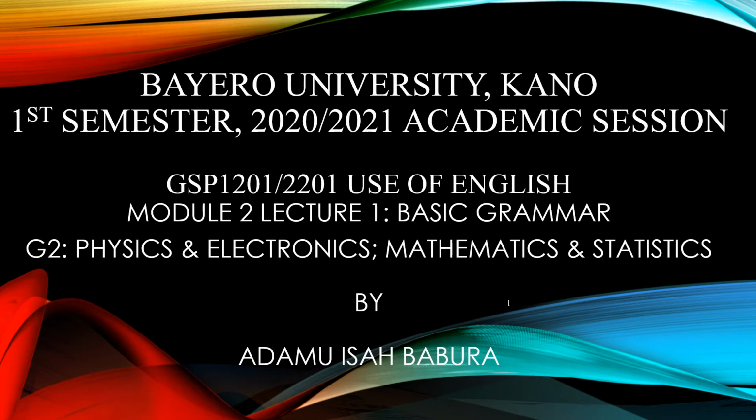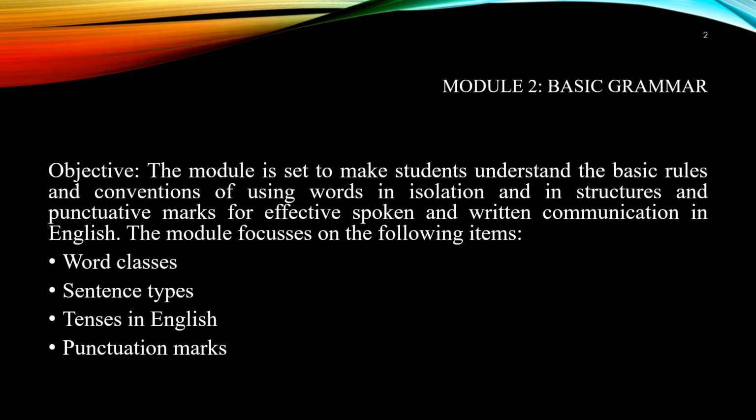Today we are going to start from Module 2, which talks about basic grammar. That is the continuation of our last meeting. You see, class, today our discussion is going to center around Module 2, which talks about basic grammar. This module has some basic objectives. The module is set out to make you students understand the basic rules and the conventions of using words in isolation and the structures and punctuation marks for effective spoken and written communication.